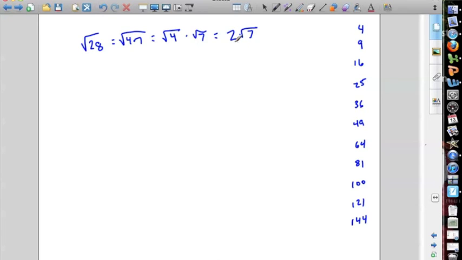Notice that this answer is exact, and we always want exact answers. We don't want to put it on the calculator and get a decimal. But it is simplified from being the square root of 28 to being 2 square root of 7.